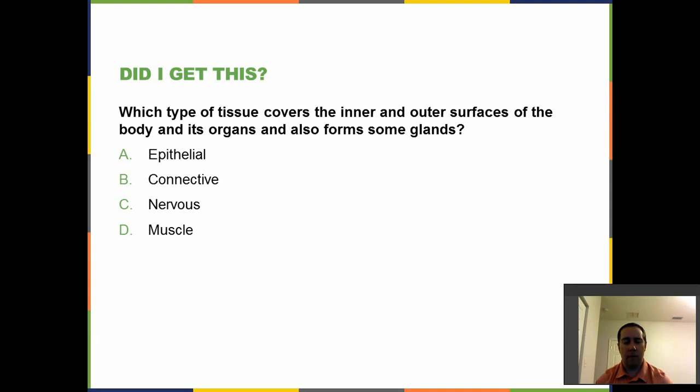Squamous is one. Columnar, and cuboidal. So cuboidal is cube-shaped or round. Columnar is column-shaped. What shape is squamous? Squished. Flat. Squished or flat. Yeah.